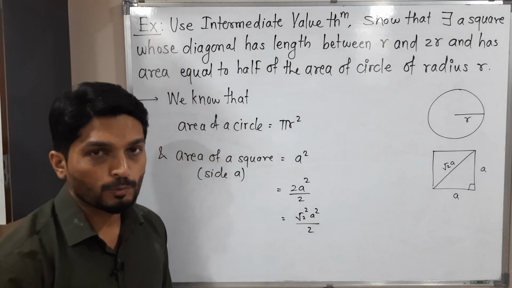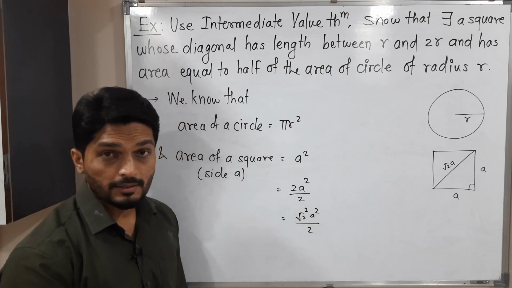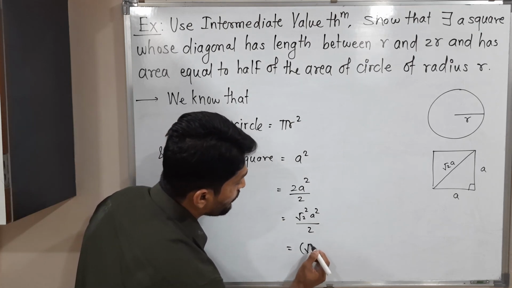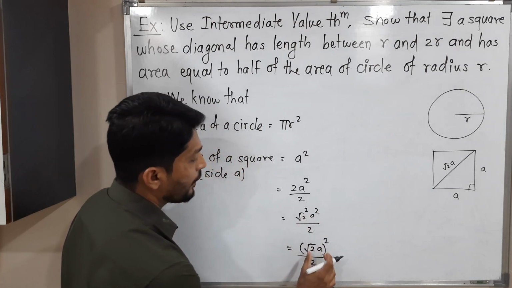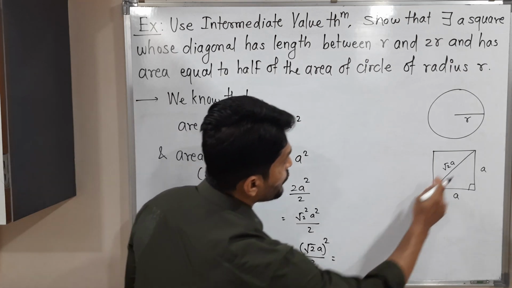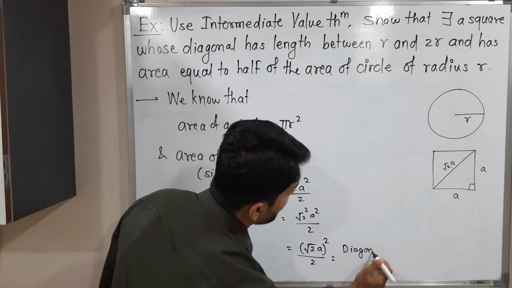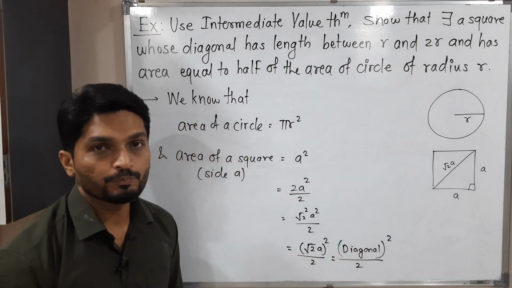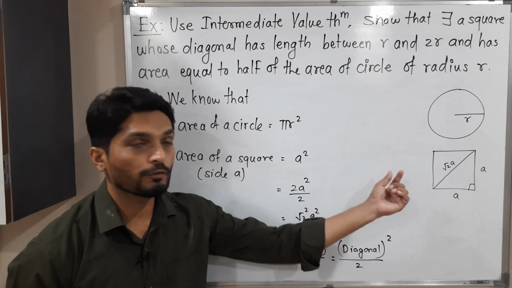I am doing a small adjustment. The 2 means root 2 square, and the square and square root cancel and you get the previous term again. I can write a common square: root 2 a whole square by 2, since both of them have a square. Root 2 a is the length of the diagonal. So I can say diagonal square by 2. Getting my point? Diagonal square by 2, since root 2 a is the diagonal of that square.